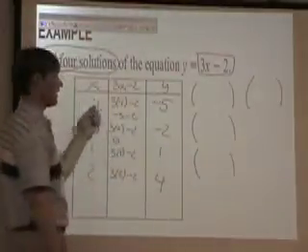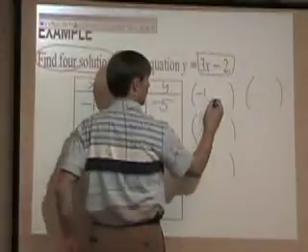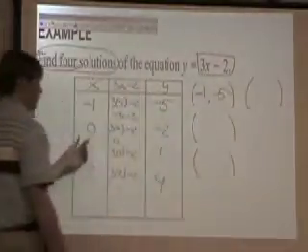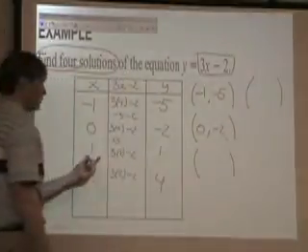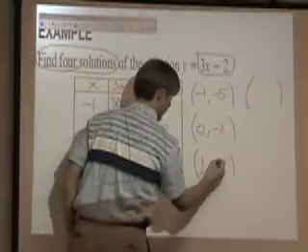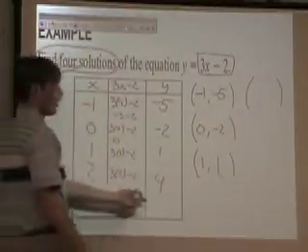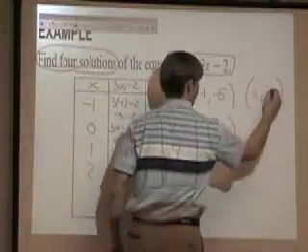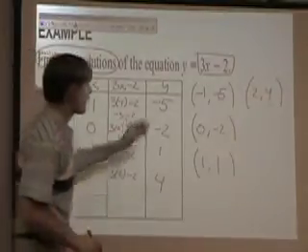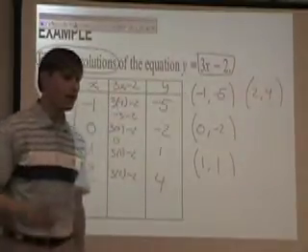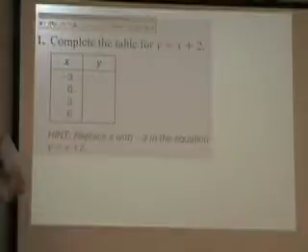So let's plug it in. Negative 1, negative 5. The next solution is 0, negative 2. The next solution is 1, 1. And the last solution is 2, 4. So this is just like what we've done, except rather than f of x, we've got the variable y. Now in the next problem, we're going to go ahead and graph.